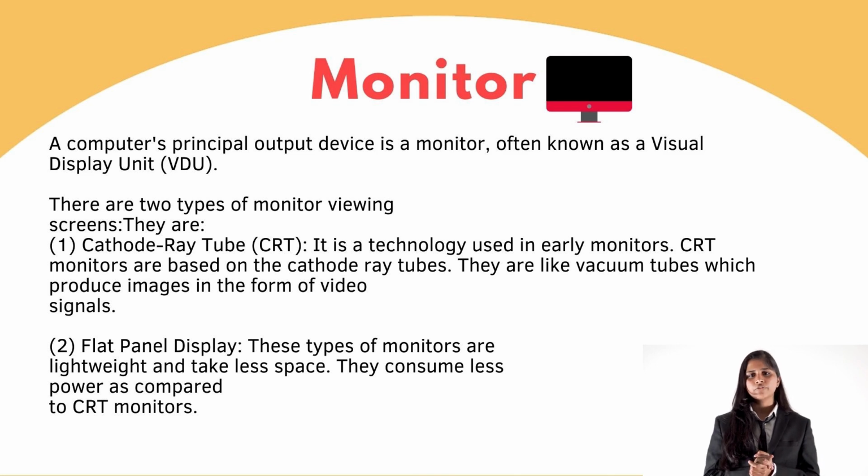There are two types of monitor viewing screens. First is the cathode ray tube, that is known as CRT. It is a technology used in early monitors. CRT monitors are based on the cathode ray tubes. They are like vacuum tubes which produce images in the form of video signals. Secondly, flat panel display. First was the cathode ray tube, and second there is flat panel display. This type of monitor is lightweight and takes less space. They consume less power as compared to CRT monitors.